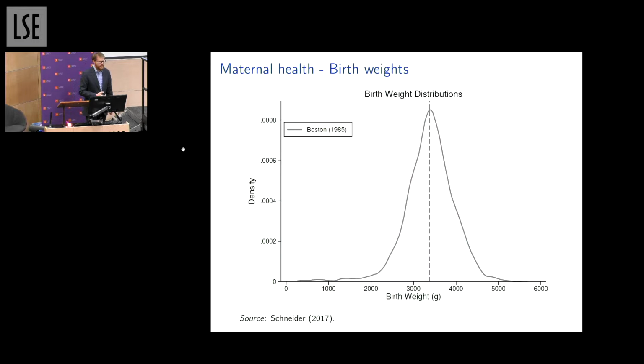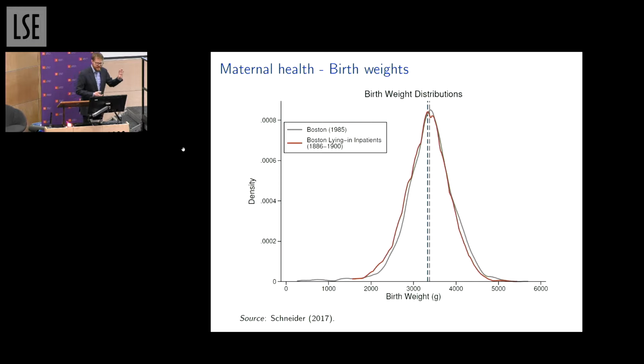And we can see that play out in birth weight as well. Okay? So here I'm showing you the distribution of birth weights. This is the population distribution of birth weights in Boston in 1985. And now I'll overlay on that the same kind of Boston 100 years before. Okay, so this is birth weights from a lying-in hospital, a maternity hospital in Boston at the end of the 19th century. And you can see that those distributions are extremely similar, right?